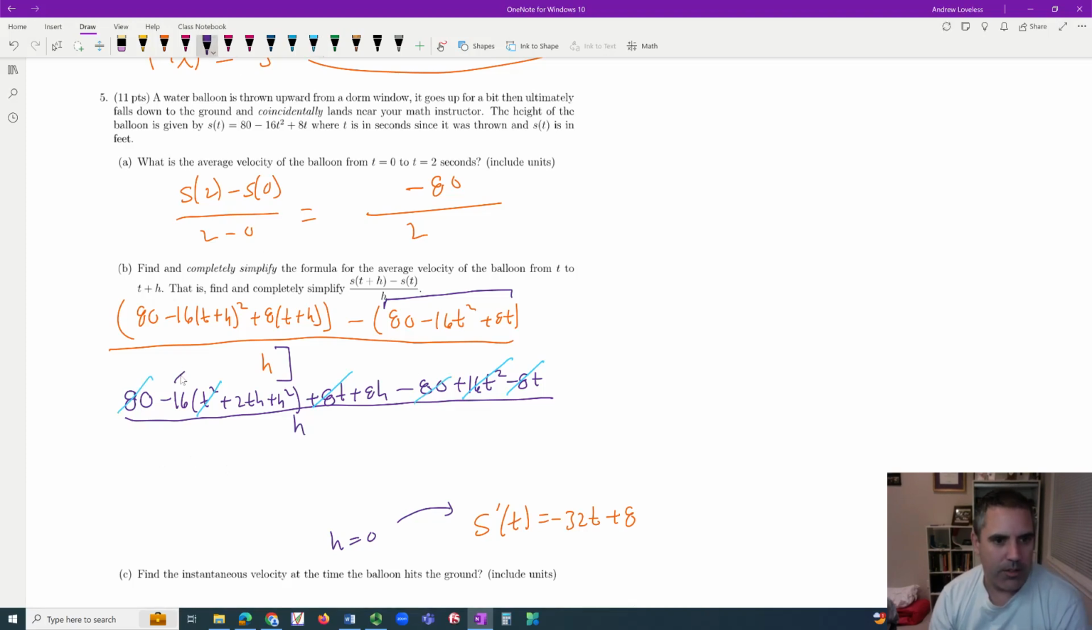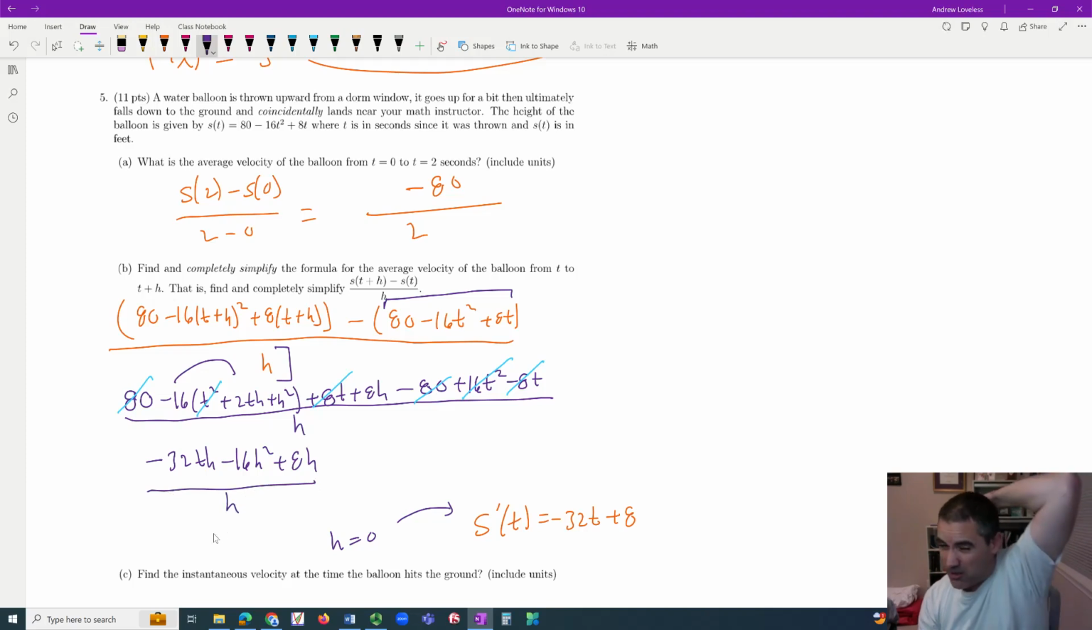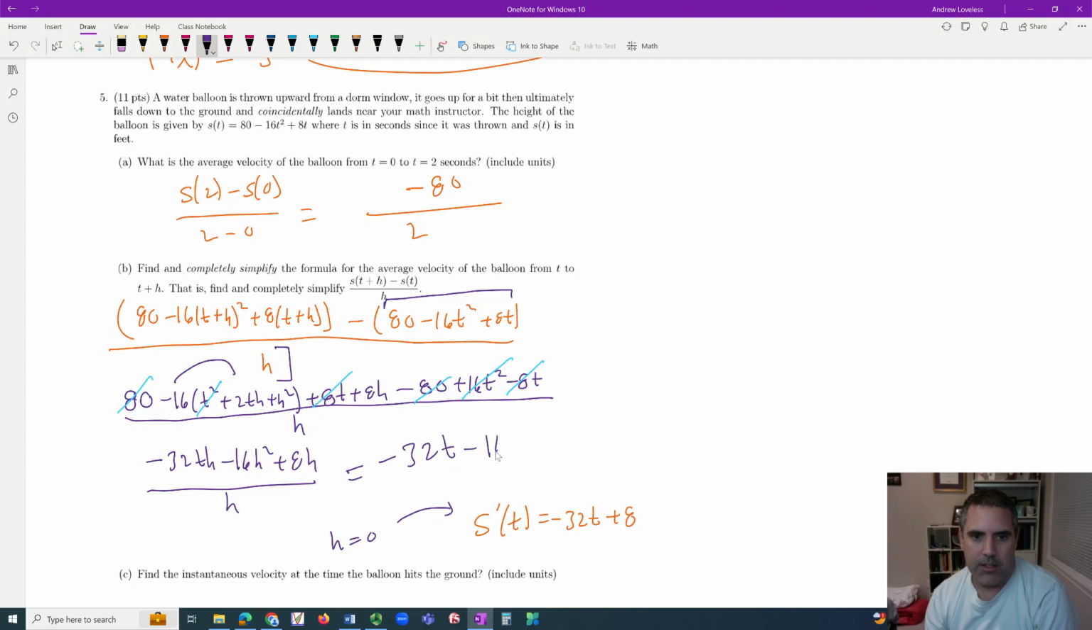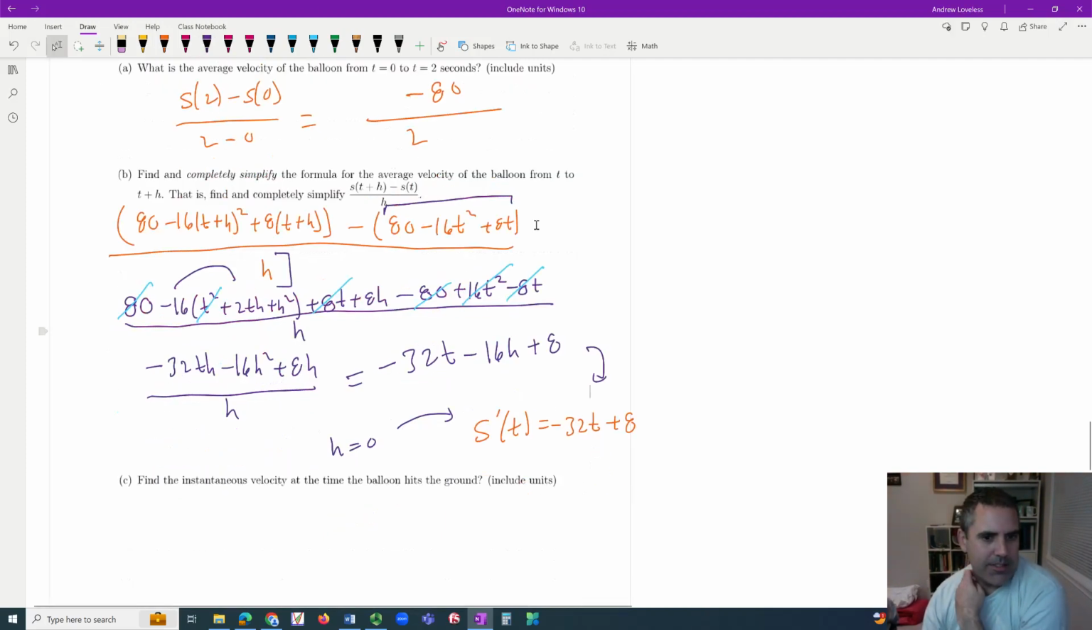Okay, so then we need to distribute negative 32th minus 16h squared plus 8h over h. And then I always tell students, which h do you cancel? The first one, the second one, or the third one? Got to be one of them, which is a trick question because you cancel all three. You should divide each term by h, which gives you negative 32 minus 16h plus 8. And then when you plug in h equals 0, it's this. Yay! So we shouldn't miss that. Okay, what is find the instantaneous velocity as it hits the ground?